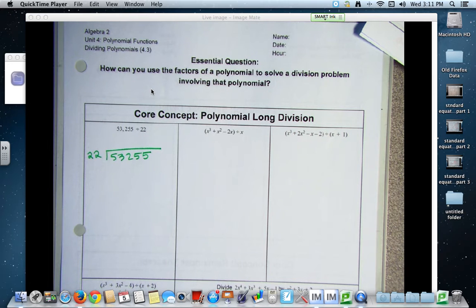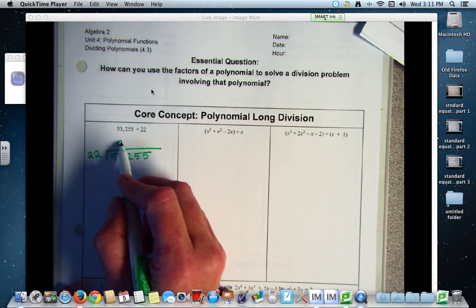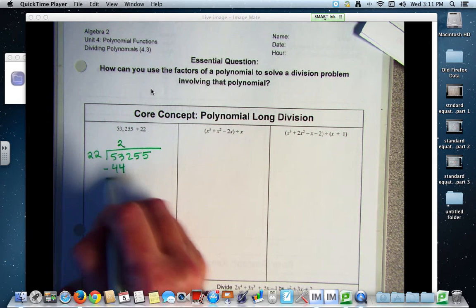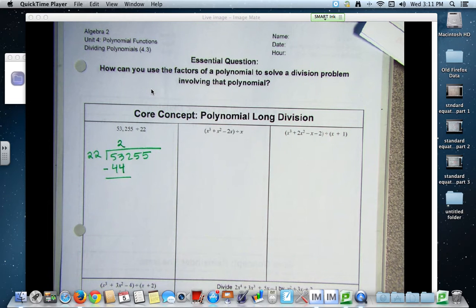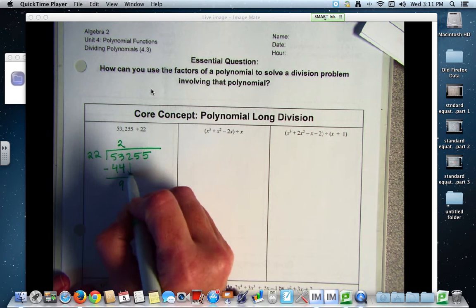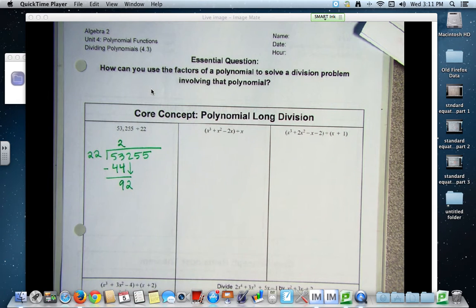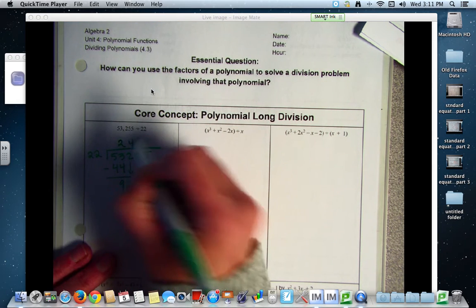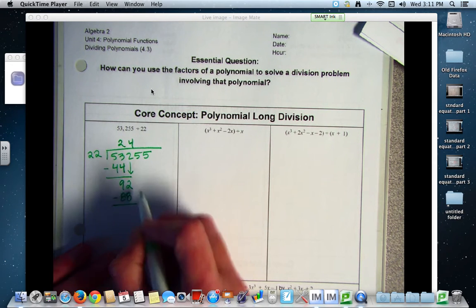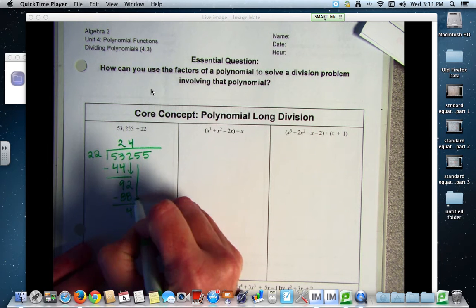53,255 divided by 22. We look at how many times 22 goes into 53. It goes in twice. Multiply 2 times 22, which is 44. We subtract 44 from 53 to see how much is left over. It is 9, and we bring down the 2. 22 goes into 92 4 times. 4 times 22 is 88. Subtract. We have 4. Bring down the 5.